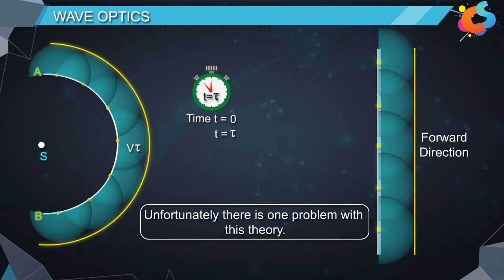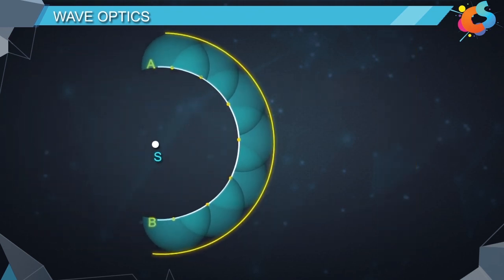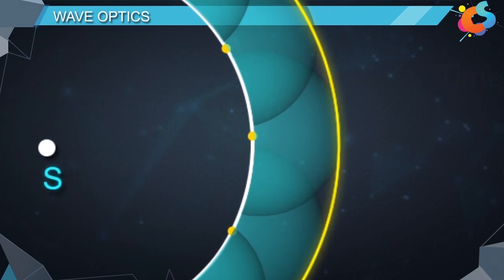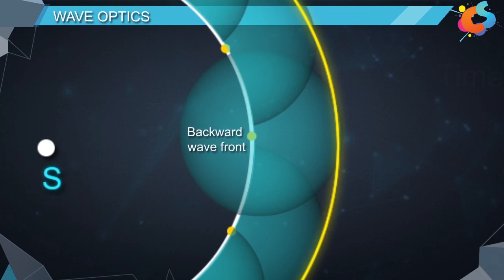Unfortunately, there is one problem with this theory. Since the secondary wavelets are spherical, it will not only generate a forward wavefront, it will also generate a backward wavefront. But in practice, we do not find any back wave.